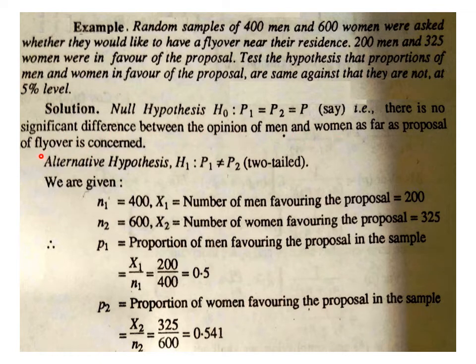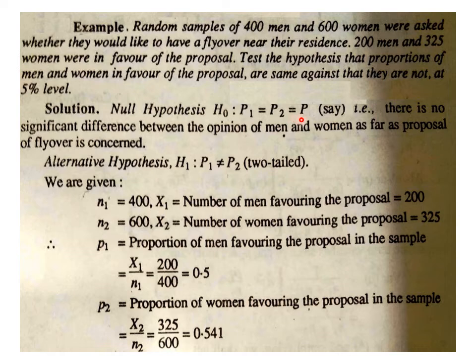That is, we are saying that out of all given men, a certain number of men are thinking about supporting this proposal, and out of women, a certain number of women. So it is almost a similar kind of number. So there is not much difference. That is, P1 = P2 = P.